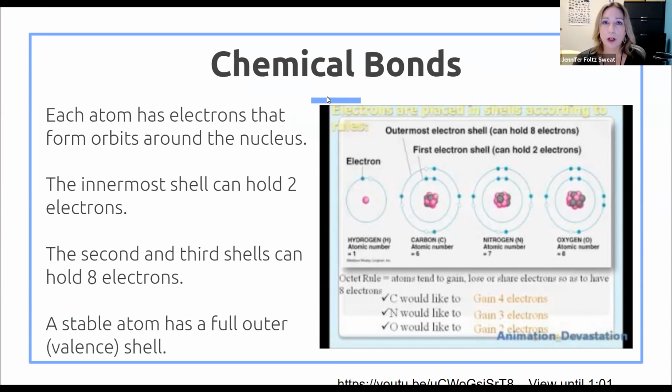Before we talk about chemical bonds, you need to understand how electrons are distributed around an atom. As we talked about in the atomic structure lecture, each atom has protons and neutrons that make up the nucleus, and then electrons that orbit around the nucleus. So that we can talk about atomic structure, we simplify the orbits by calling them electron shells. Now I'm going to go to the whiteboard to demonstrate this.